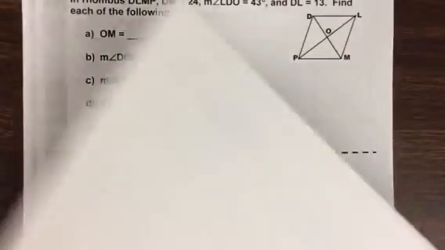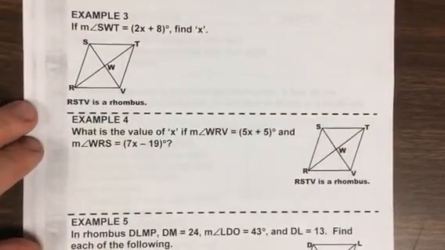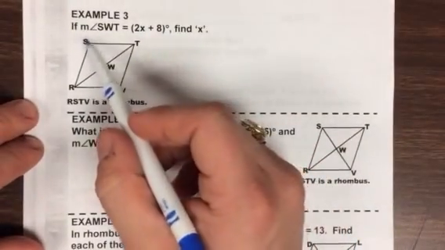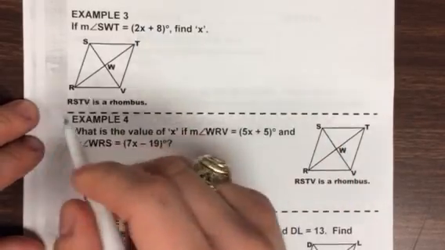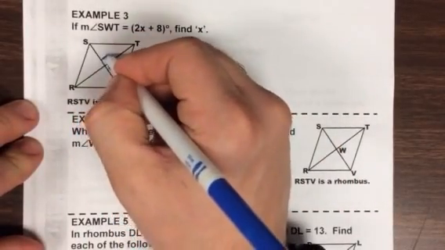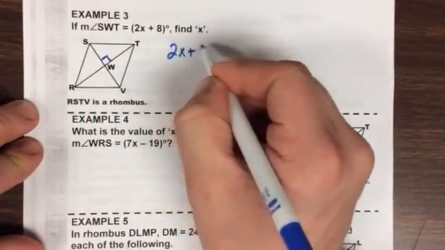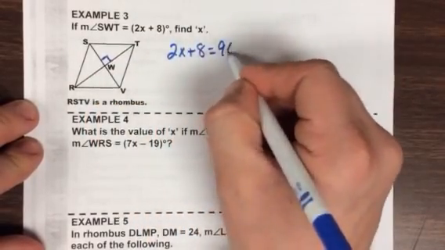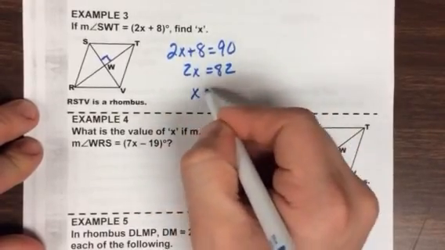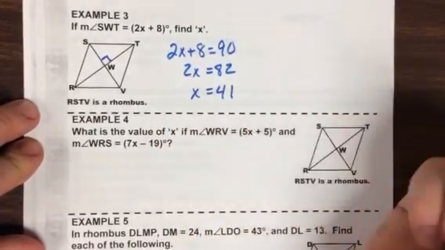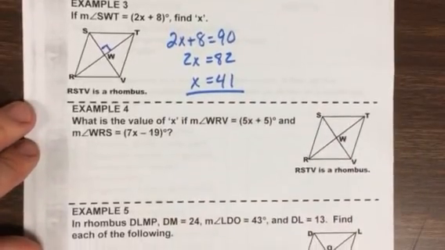Looking at example number 3, talking about our rhombi. If the measure of angle SWT is 2x plus 8, find x. Well, we know that diagonals are perpendicular, which means it's a 90-degree angle, so I'd say 2x plus 8 equals 90, or 2x is 82, or x is 41. Because it is a rhombus, we were able to do that.